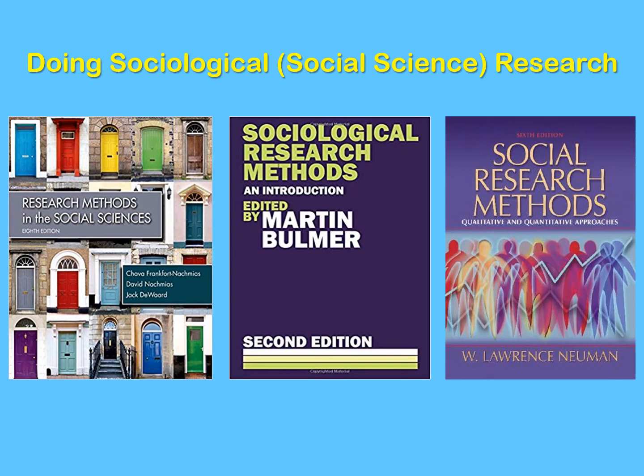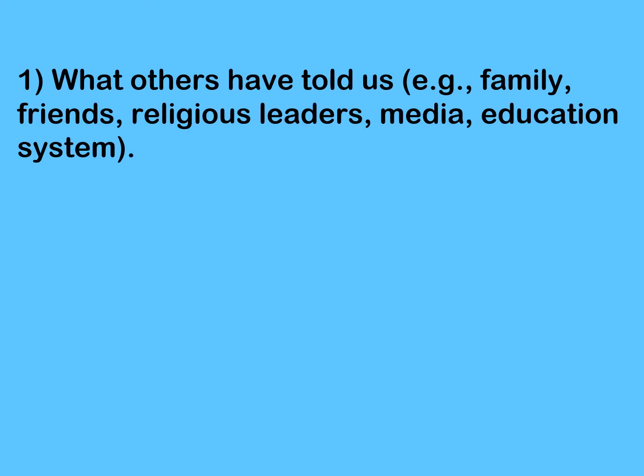Now, finally, I want to talk briefly about doing sociological research. So we talked about different perspectives, how sociologists think about things. I also teach a class called Sociological Research Methods. Sometimes this class is called Social Research Methods or Social Science Research Methods. It's all the same thing. And here's some of the key ones we're going to talk about. Why do we have them?